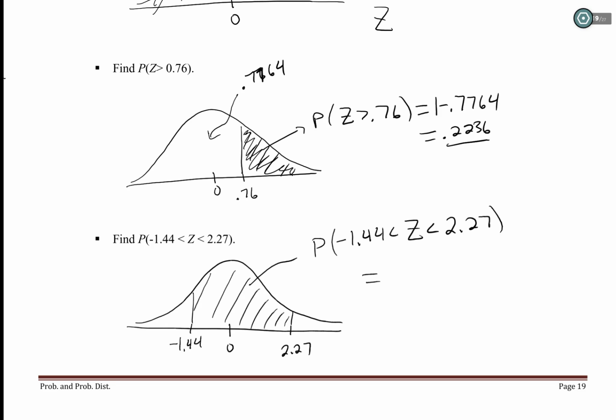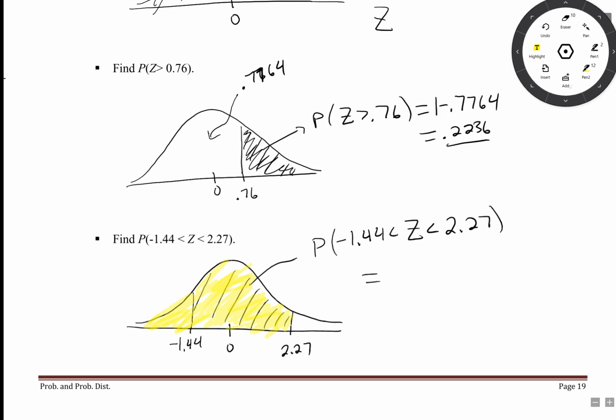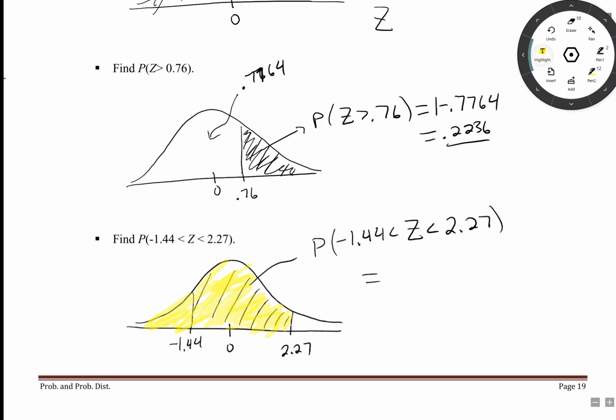If I take the area under the curve to the left of 2.27 and subtract off the area under the curve to the left of negative 1.44, this area here, what's left over is the desired area in the middle.